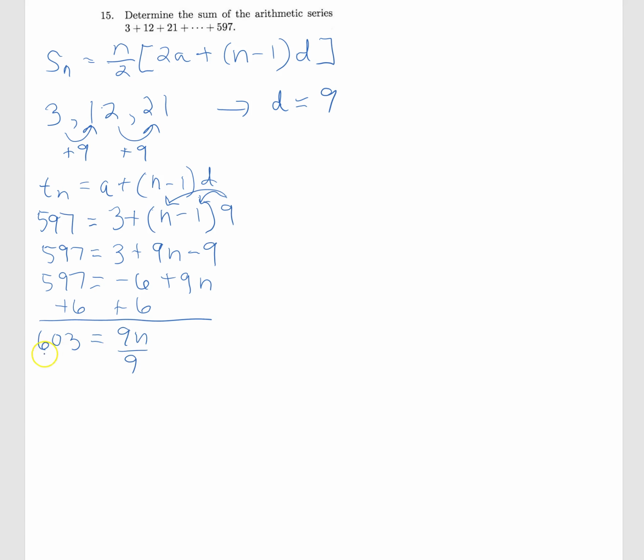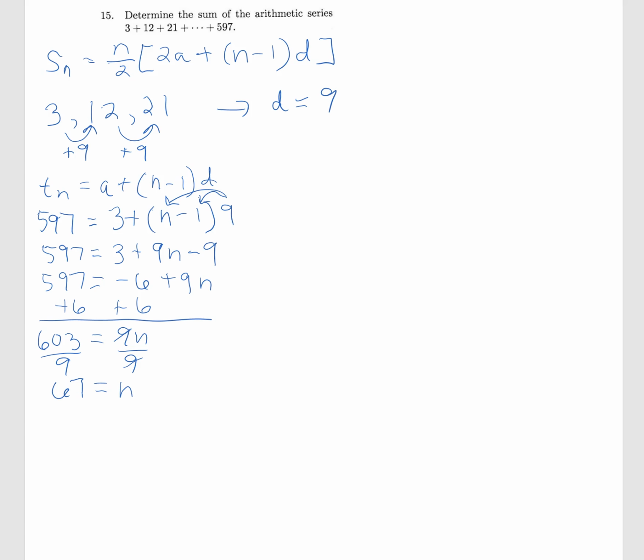So now I'm going to divide both sides by 9. This gives me n is equal to 603 divided by 9, which ends up being 67. So that means that 597 is our 67th term in the sequence.